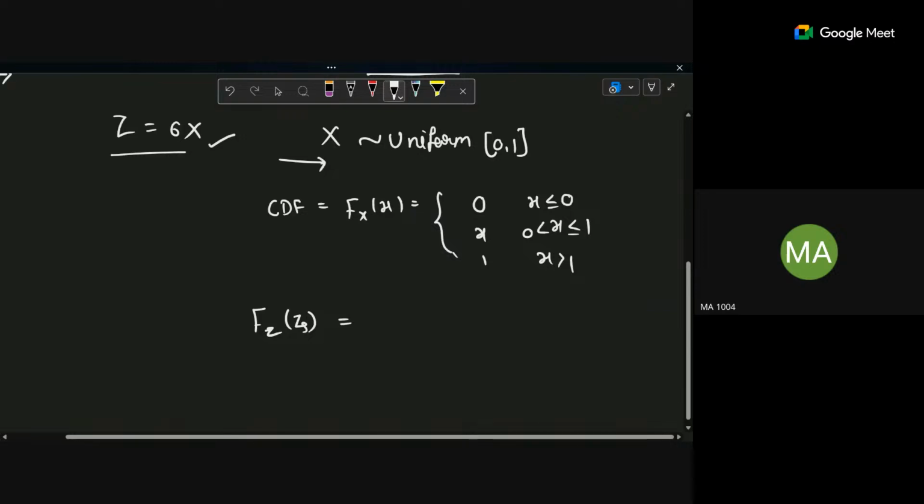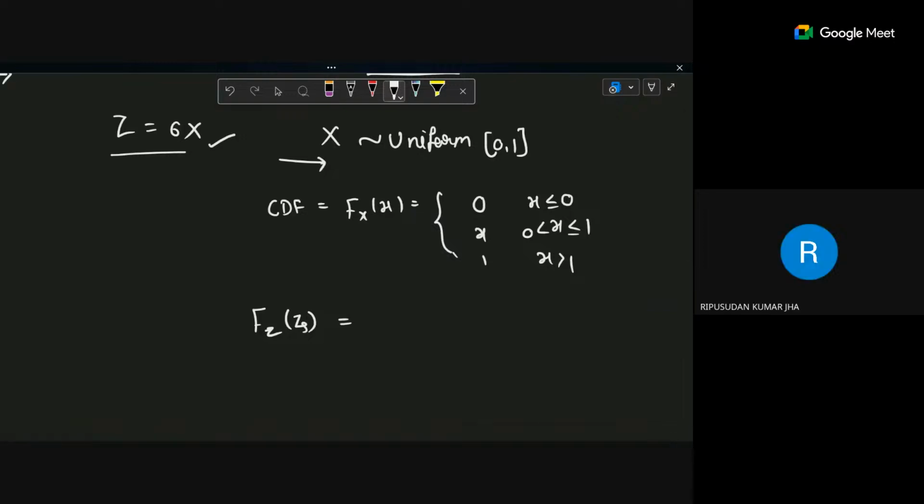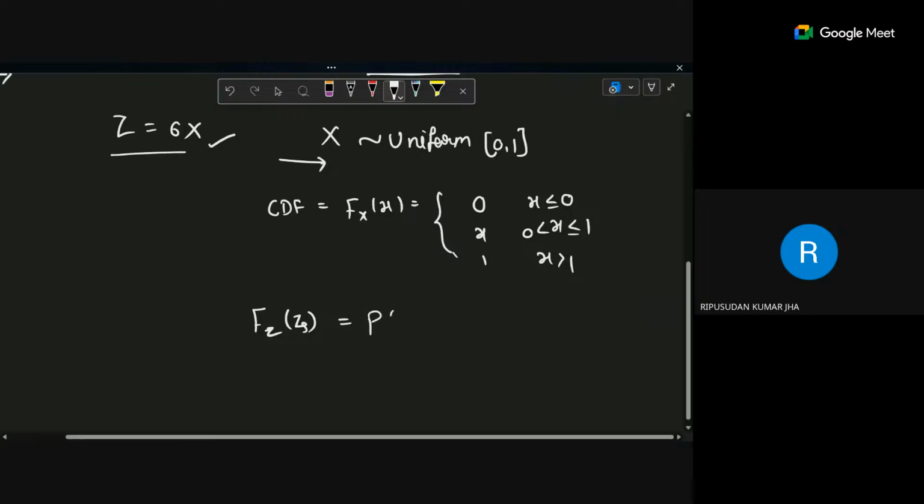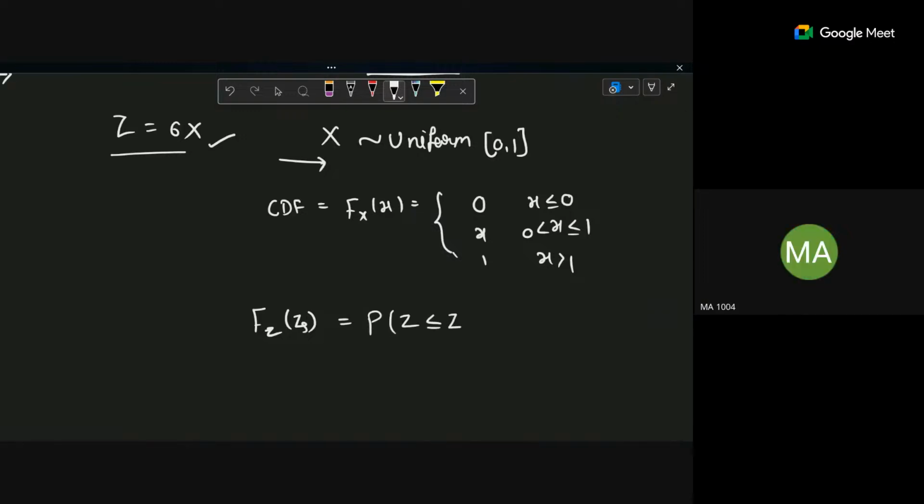What do you mean by the CDF? Cumulative distribution function: probability of z less than or equal to z.